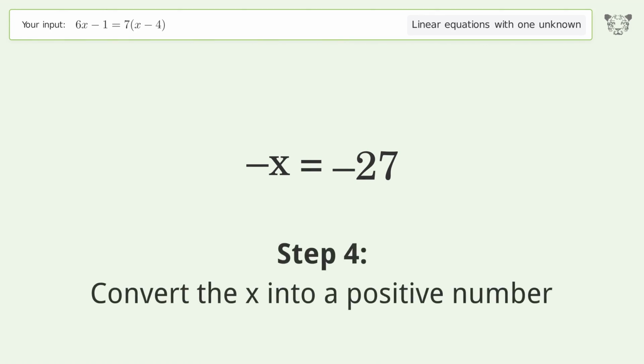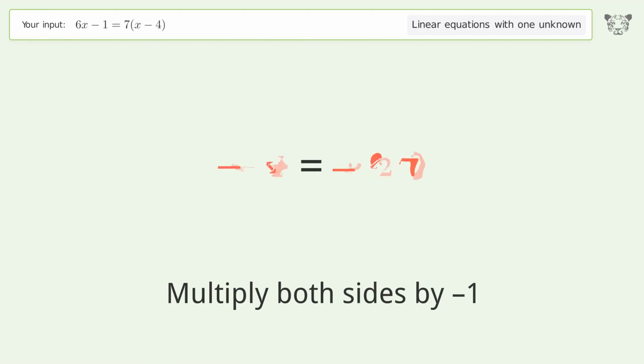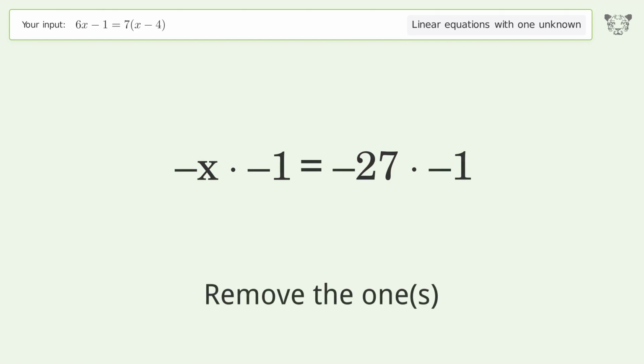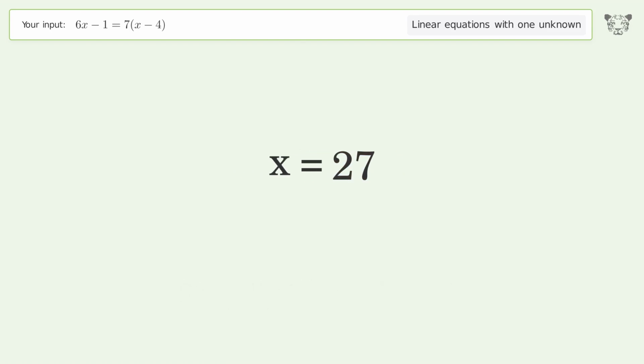Convert the x into a positive number. Multiply both sides by -1. Remove the ones. Simplify the arithmetic. And so the final result is x equals 27.